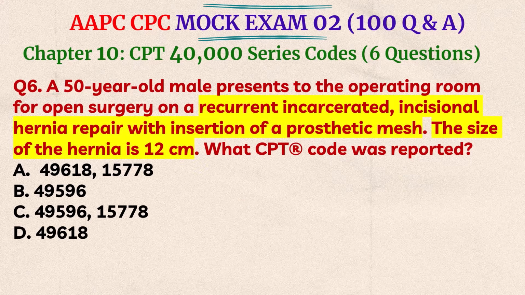So here you have to highlight this is the recurrent incarcerated incisional hernia, repair with the insertion of prosthetic mesh, and the hernia size is 12 centimeter. In the answer, adjacent codes are used here. So you can use the elimination method to find the answer. So directly go to the codes.